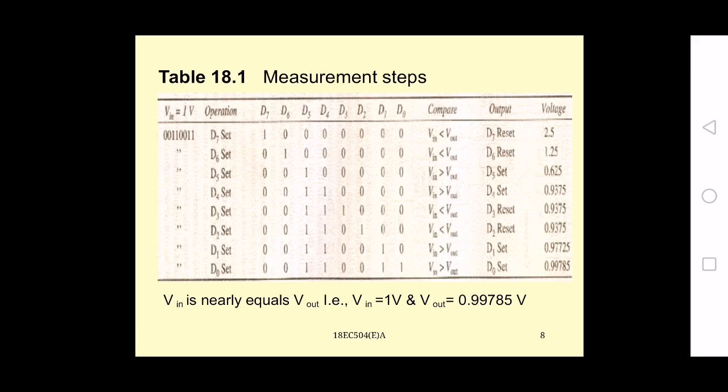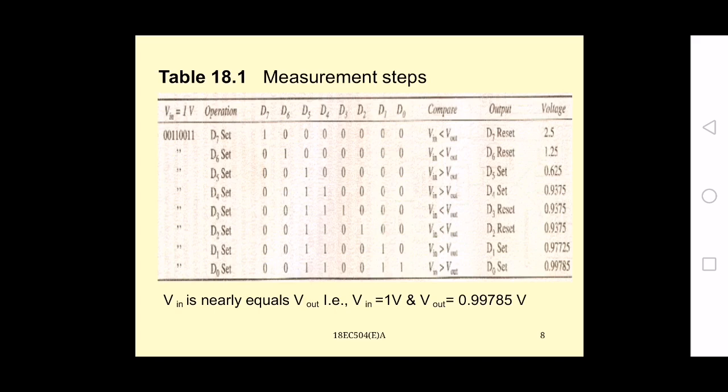Now V in is greater than V out. So D1 will be set, and I have the value of 0.97725, and the last step is D0 will be set to 1. So 00110011, that will be the V in value. So that will be almost equal to 0.99785.